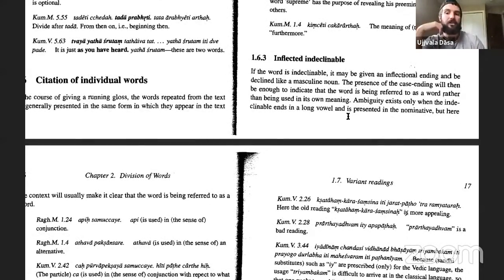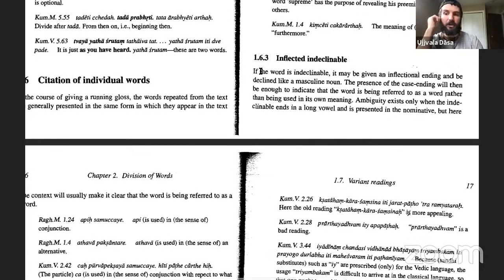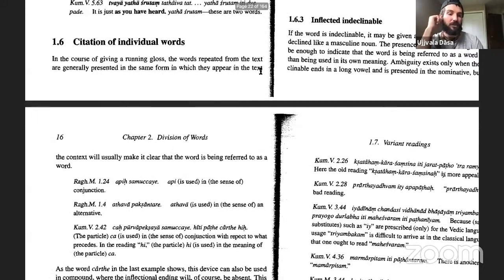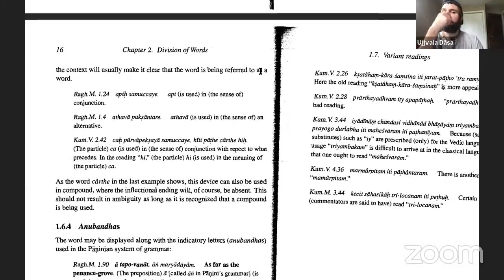Next one, an inflected indeclinable. If the word is indeclinable, it may be given an inflectional ending and be declined like a masculine noun. The presence of the case ending will then be enough to indicate that the word is being referred to as a word rather than being used in its own meaning. Ambiguity exists only when the indeclinable ends in a long vowel and is presented in the nominative, but here the context will usually make it clear that the word is being referred to as a word.